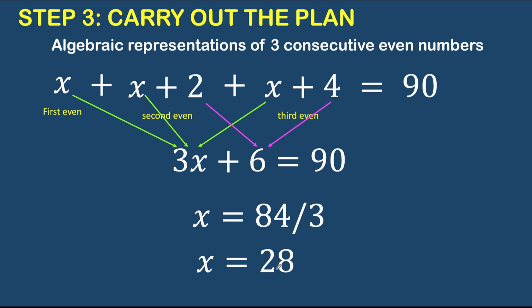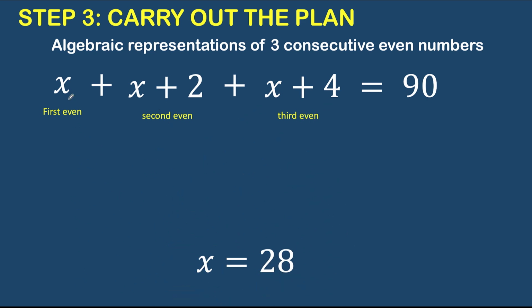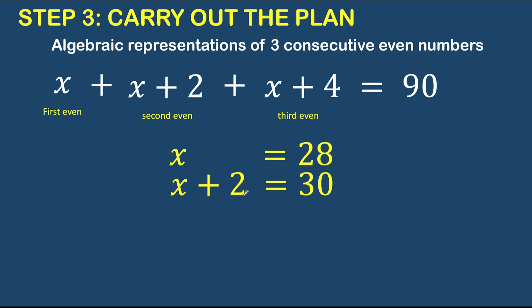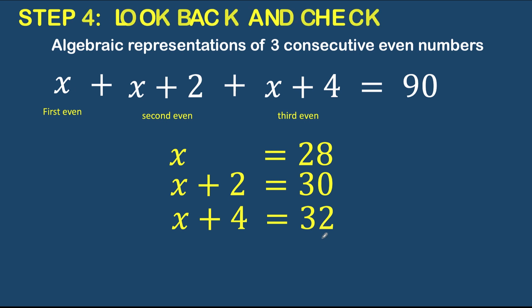So x is 28, and that is our first even number. The second even number is x plus 2, and therefore, if x is 28, then x plus 2 must be 30, and x plus 4 must be 28 plus 4, which is 32. So these are now our three consecutive even numbers. The last step is very important. That is, you look back and check if your answer is correct.